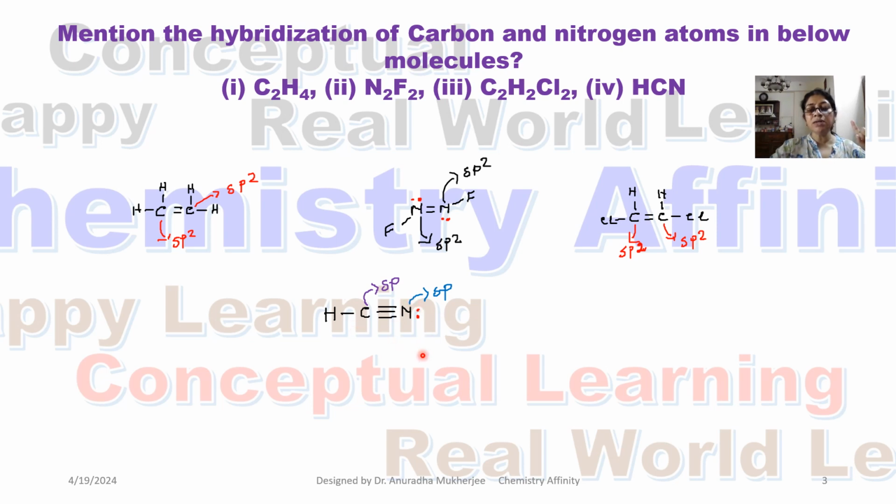Now look into the nitrogen part. Nitrogen has one single bond, two pi bonds and one lone pair. As I mentioned earlier, for other elements rather than carbon, we have to check the number of single bonds and number of lone pairs present. So nitrogen has one single bond, one lone pair. That means two hands. So nitrogen will be sp hybridized.